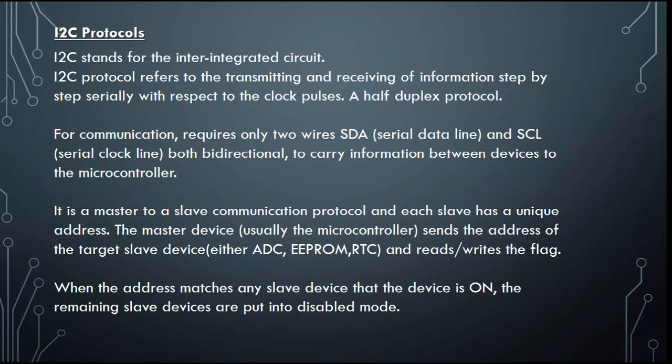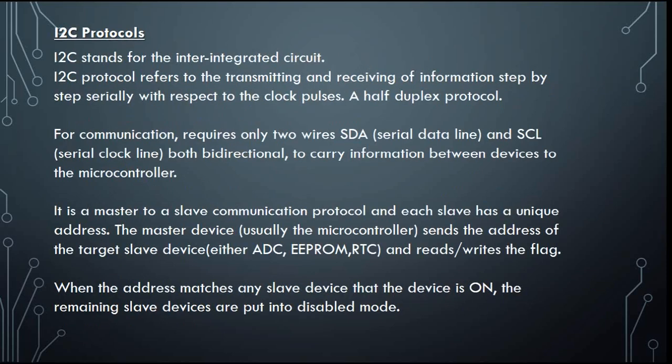So, the I2C protocol. I2C stands for inter-integrated circuit. The protocol refers to transmitting and receiving of information step by step serially with respect to clock pulses. This is a half duplex protocol. For communication, it only requires two wires, a serial data line and a serial clock line, both of which are bidirectional. So it is a master to slave communication protocol, and each slave has a unique address. The master, usually the microcontroller, sends the address of the target slave and a read or write flag.